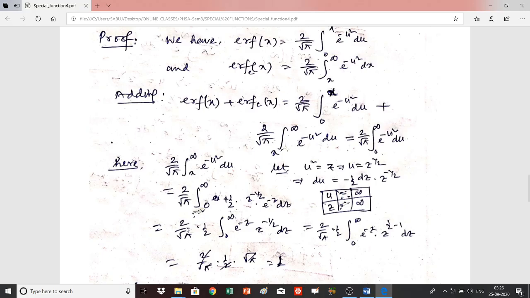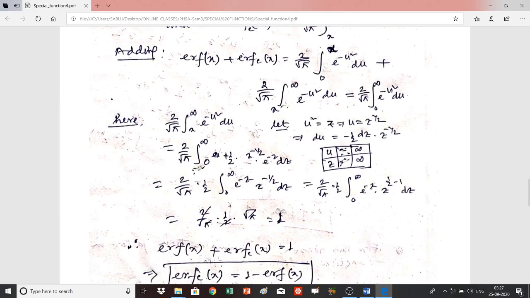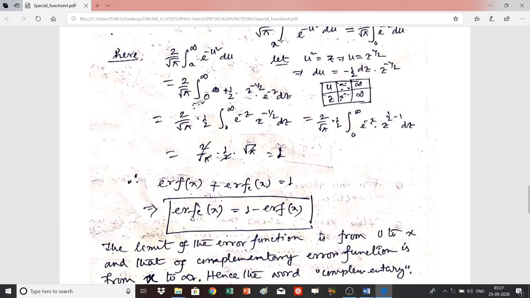So that is equal to 2 by root pi, half, integral from 0 to infinity, e to the minus z, z to the power minus half dz. That can be written as 2 by root pi, half, integral from 0 to infinity, e to the power minus z, then z to the power half minus 1, and then dz. That will give you 2 by root pi, then half, and this is nothing but gamma half, which is square root pi. So finally you get 1. So the error function plus the complementary error function of x is equal to 1, that is, erfc x is equal to 1 minus erf x.